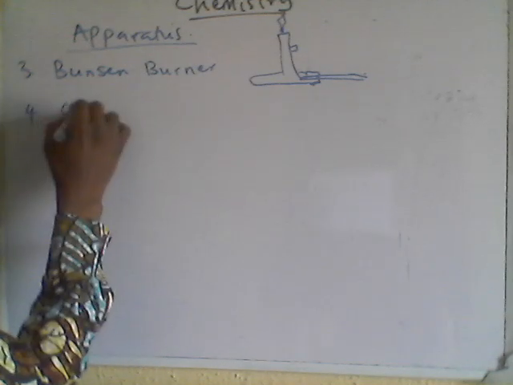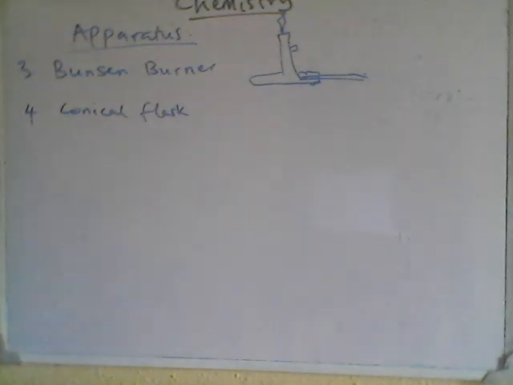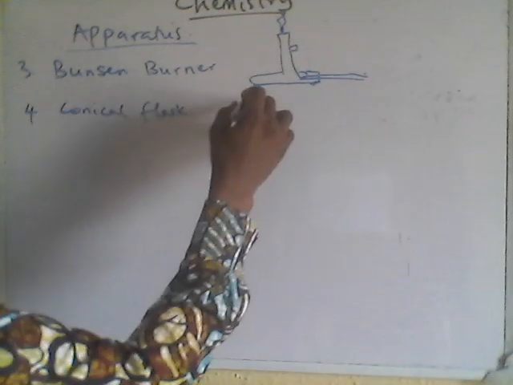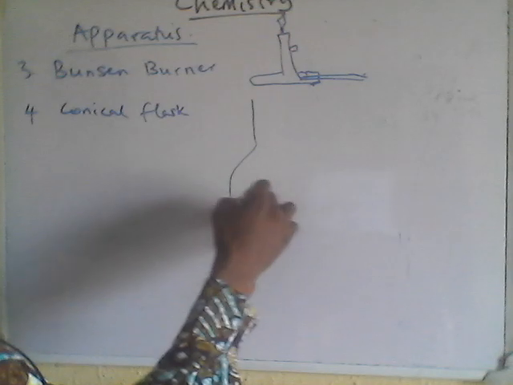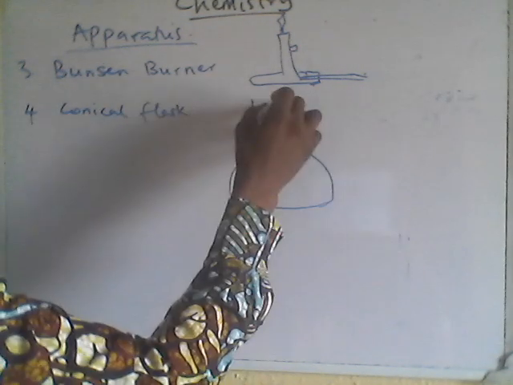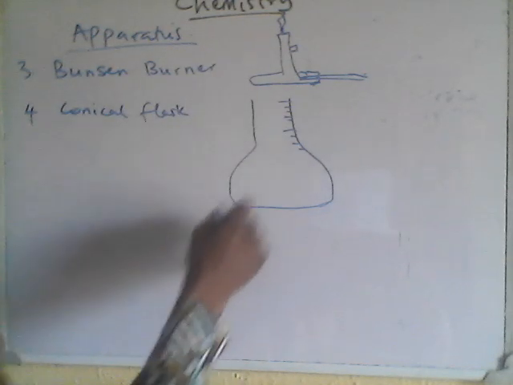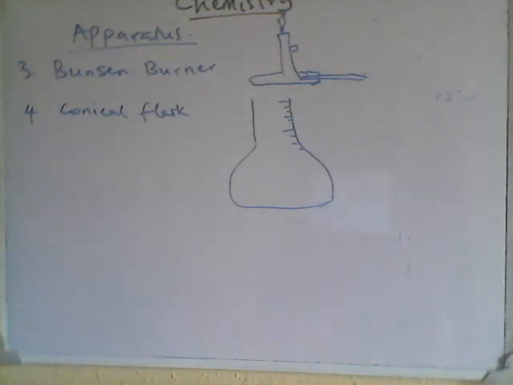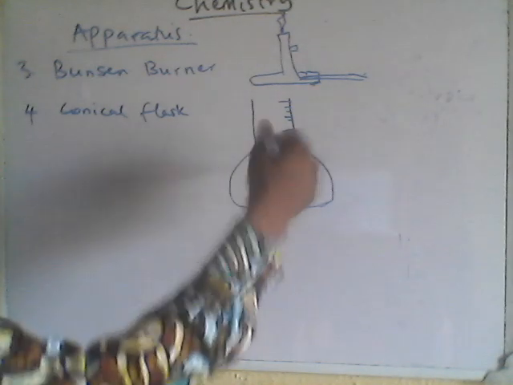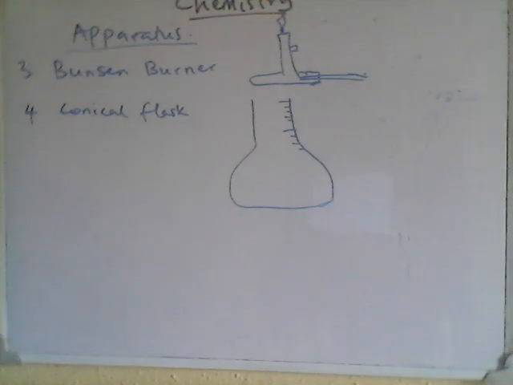Then we have the conical flask. Okay, so the conical flask looks like this. It's also a glass. It's conical in shape and also calibrated most of the time, but it's conical in shape. It's a glass, and it is used for mixing chemicals or swirling without spilling. So you can shake it, you can swirl without spilling.